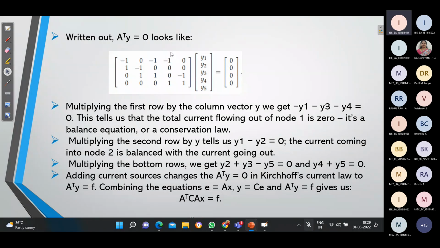As an example, substituting the matrices for A transpose and y, this is how it looks. We have A transpose, which is the transpose of the incidence matrix that we just saw, and y as a vector of currents through the edges, which equals a zero column matrix. Multiplying the first row by the column vector y, since there are only 3 non-zero values, we get minus y1, minus y3, and minus y4 equal to 0. This tells us the current flowing out of node 1 is 0. It is a balanced equation, or conservation.